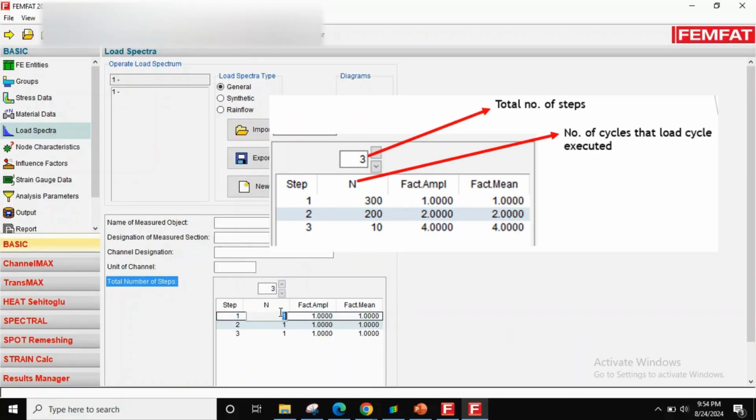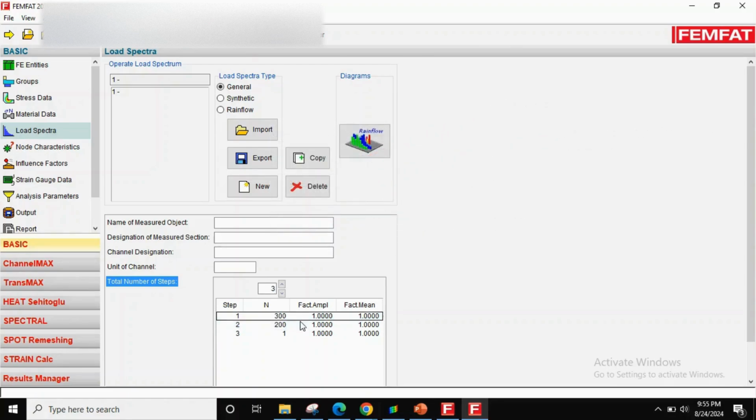Then the first step is going for plus P to minus P load for about 300 cycles. And I have solved the Abaqus ODB for plus P to minus P, and I will use the same ODB for the second step also. The second step is nothing but plus 2P to minus 2P, and it is going for 200 cycles. And here I need to put 2 here, and I need to put 2 here also. Then the third step is plus 4P to minus 4P load, and the test will be conducted for 10 cycles. And so I will put 4 here.